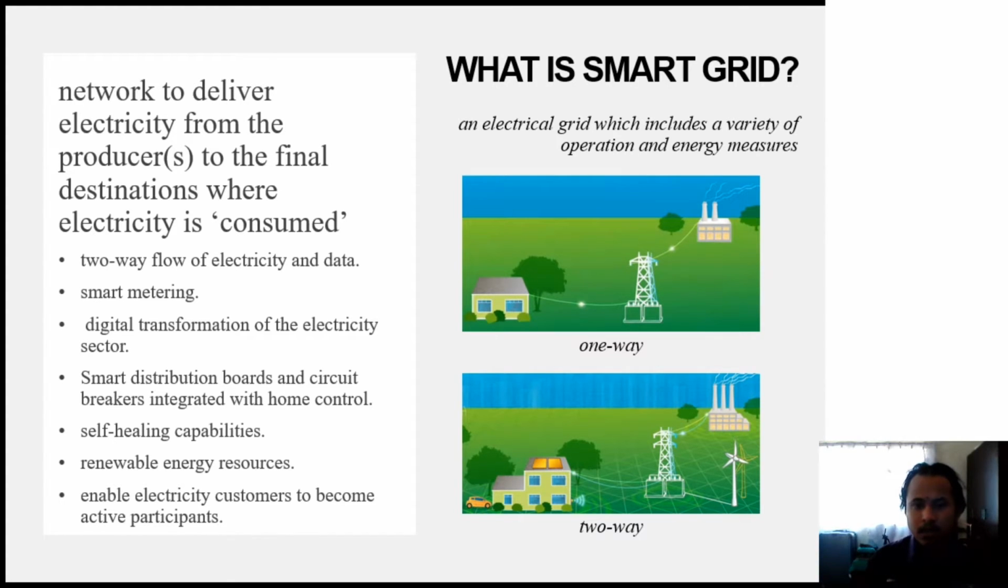We see that to have a smart grid that is big and large, we need a lot of energy sources such as renewable energy sources. Then it enables electricity customers to be active participants. As we see that there is a two-way electricity flow, the consumer also participates in this type of work.